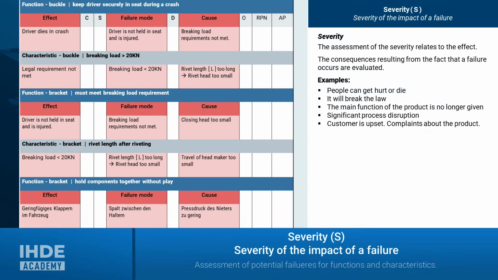S stands for severity of a failure and refers to the failure effect or consequence. The consequences resulting from the fact that a failure occurs are therefore assessed. Examples of possible outcomes or consequences would be that people could be injured or laws could be violated. Less drastic, but still very serious, the main function of a product could no longer be given, or there could be significant process disruption. Something like customer irritation and complaints can also be the results, to name just a few examples of the possible consequences.